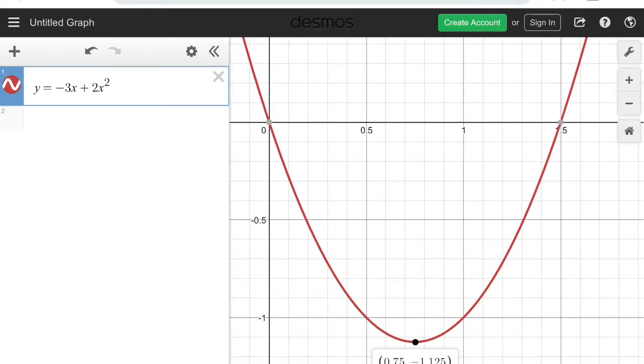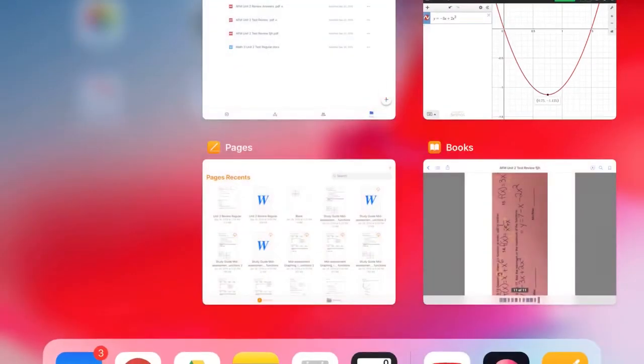So we are not just putting 0.75, we're not just putting negative 1.125, we're putting the whole thing. A minimum or a maximum is the location of your min or max. It is not just a value, so you have to create the whole ordered pair.